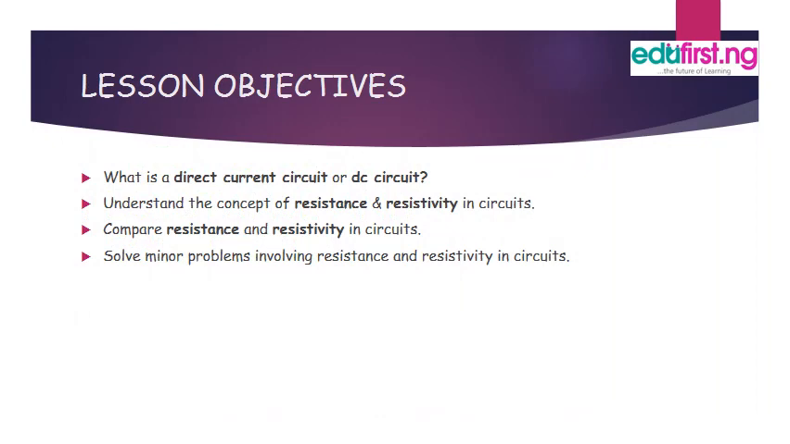The objectives of this class are as follows. What is a direct current circuit or DC circuit? Understand the concepts of resistance and resistivity in circuits. Compare resistance and resistivity in circuits. Solve minor problems involving resistance and resistivity in circuits.